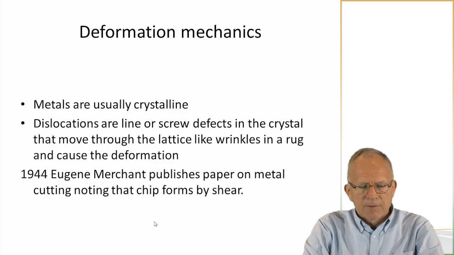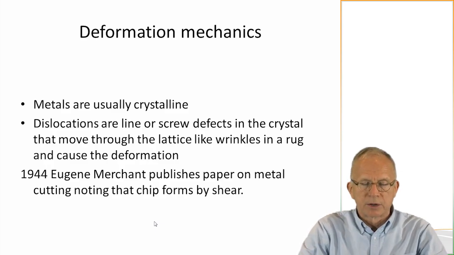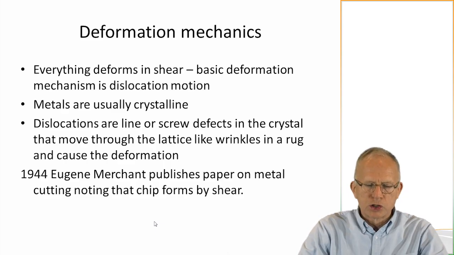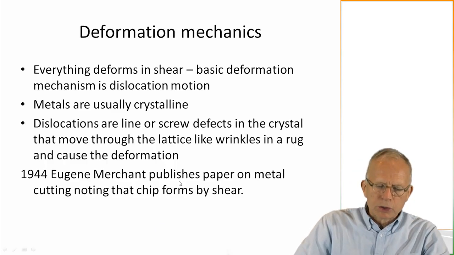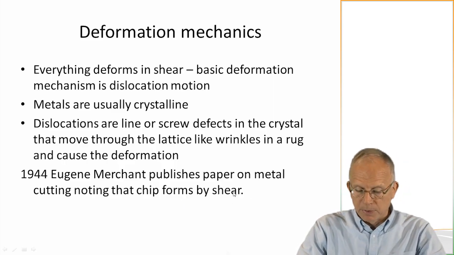So just thinking about deformation mechanics, and this is kind of an important point. Metals are usually crystalline, and crystals deform by line or screw kinds of defects in the crystal that are moved through the crystal lattice, like wrinkles in a rug, and this is how they deform. Now, everything deforms in shear. This is the basic deformation mechanism, and it's powered by this dislocation motion. So in 1944, Eugene Merchant published a paper on metal cutting, noting for the first time that the chip forms by shear as opposed to some sort of peeling off.